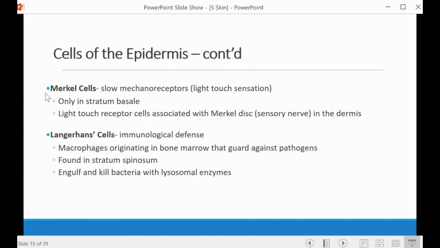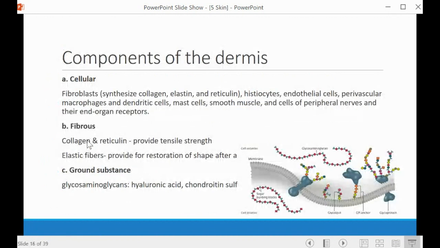The Merkel cells are only found in the stratum basale. They're light touch receptors, and we also have what is called a Merkel disc, which is in the dermis. And then we have these Langerhans cells, which are for immunological defense. These are macrophages. Their big job is to eat, like a Pac-Man type of cell. They're going to eat anything that's bad. They can engulf and kill bacteria. They're found within the stratum spinosum.